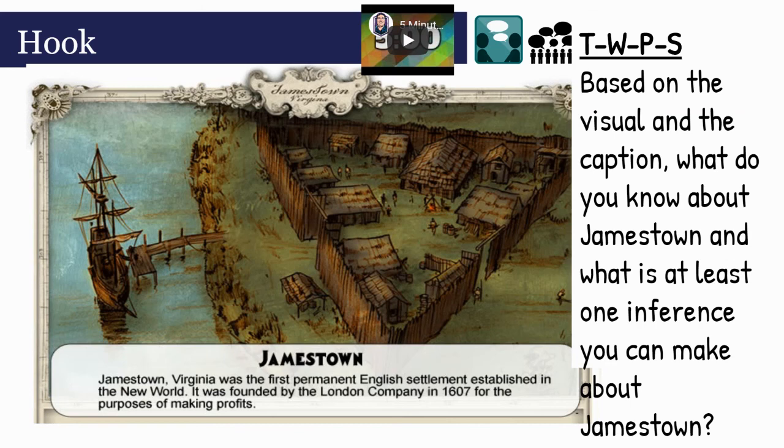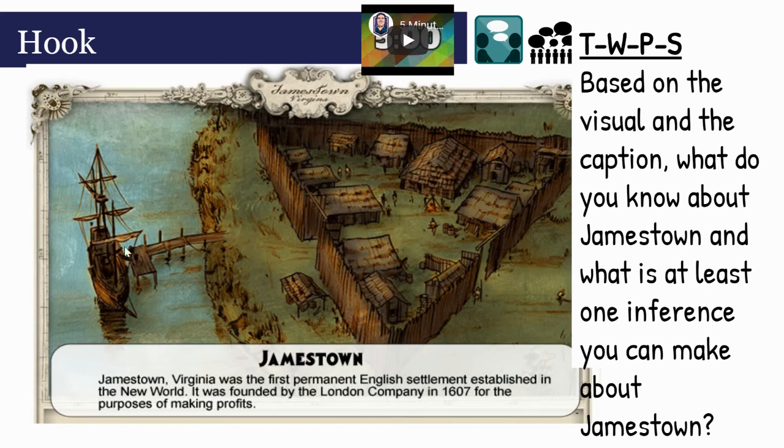We know that dates are very important in history. One of our TEKS, the Texas Essential Knowledge and Skills, tells us we have to know what happened on specific dates, and 1607 is one of those first dates. We also have to know what happened in specific events, such as the colonization of America. So Jamestown is the first permanent English settlement in 1607, founded by a company for economic reasons.